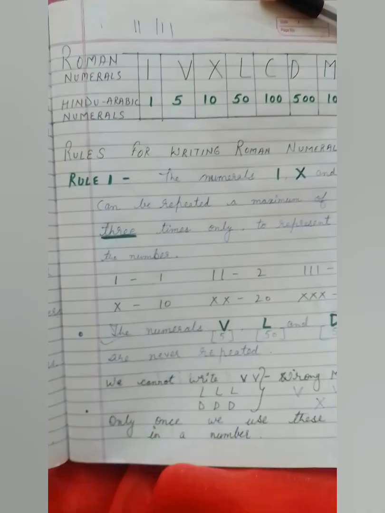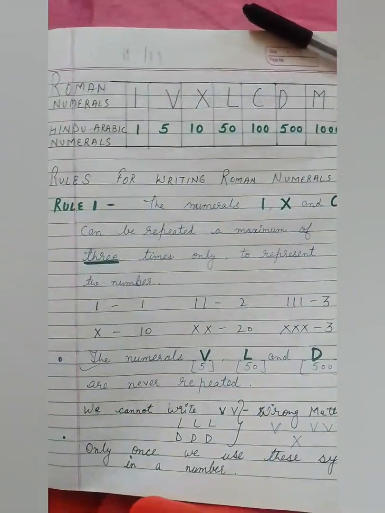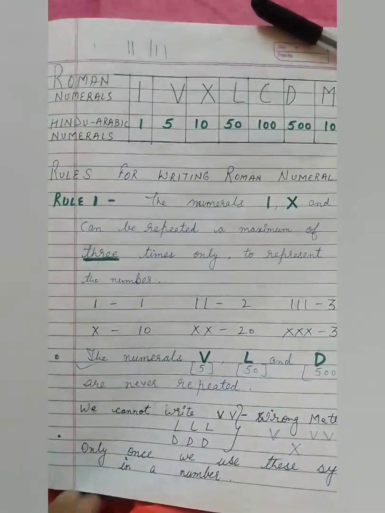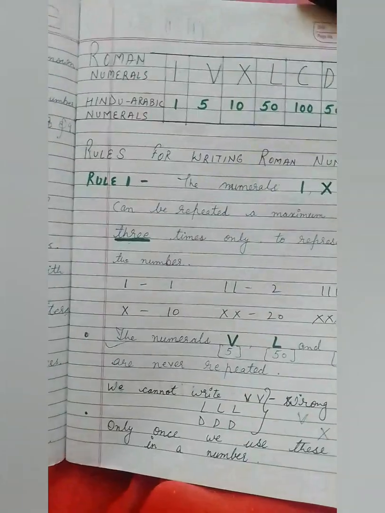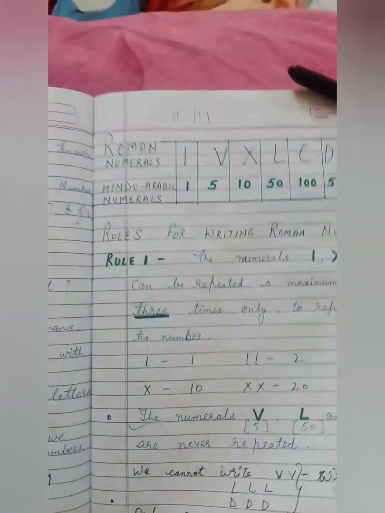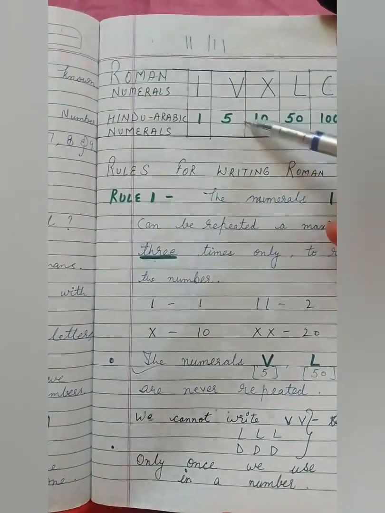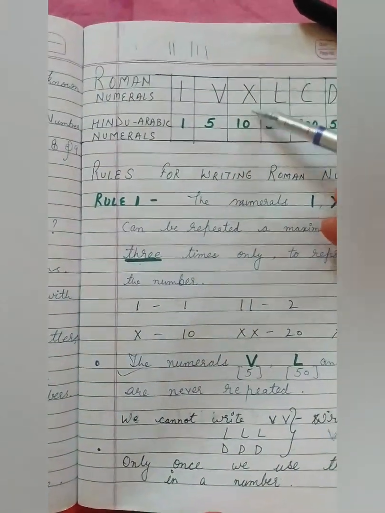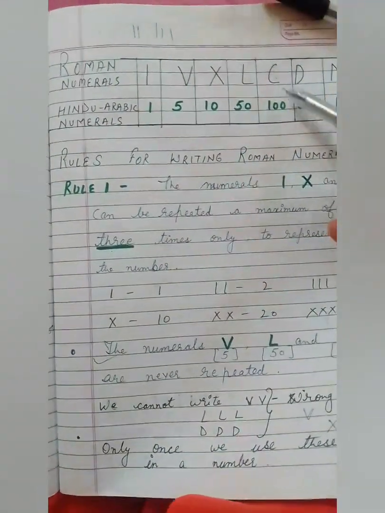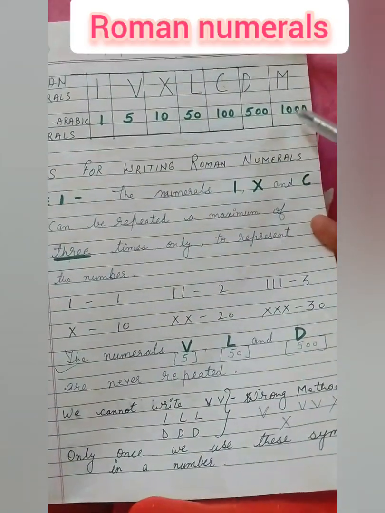So let's start. In Roman numerals, 7 symbols are used. These symbols are I, V, X, L, C, D and M. Only these 7 symbols are used in Roman numerals. I stands for 1, V stands for 5, X stands for 10, L stands for 50, C stands for 100, D stands for 500 and M stands for 1000.